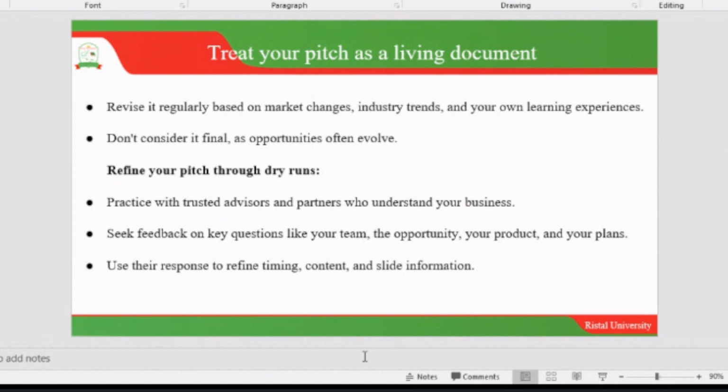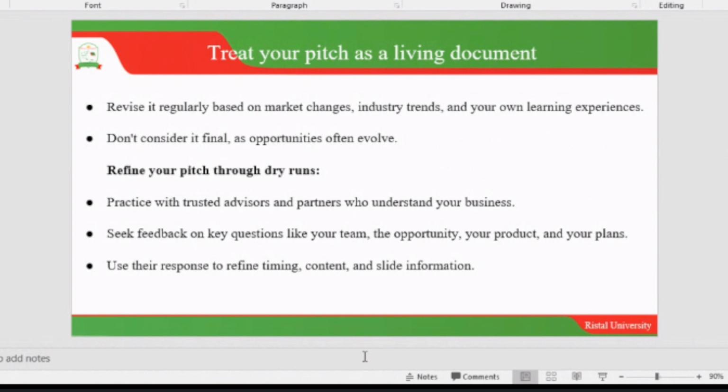As you refine your pitch, do some dry runs where you practice with trusted advisors and partners who understand your business, so that you can get feedback on key questions like your team, as we are going to look at how your team is very important in a bit, and then the opportunity, your product, and your plans. Use their response to refine the timing of your presentation, because it is also very essential.